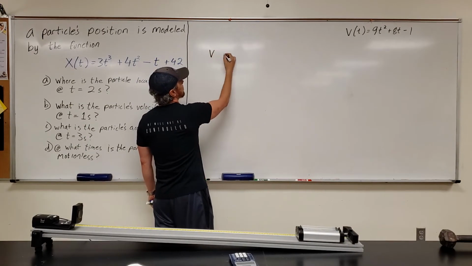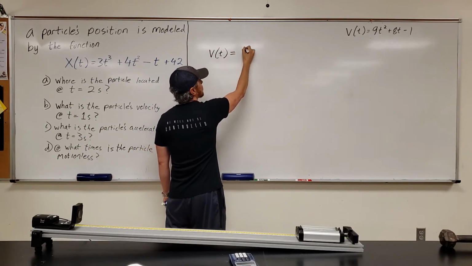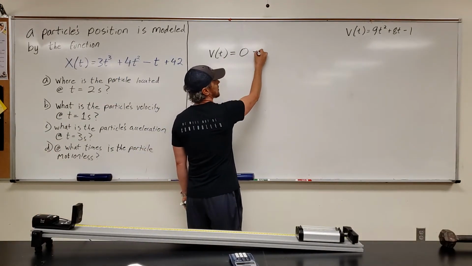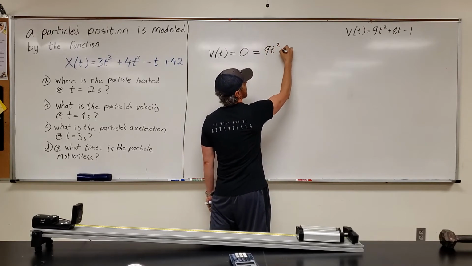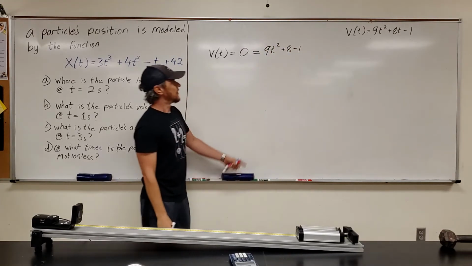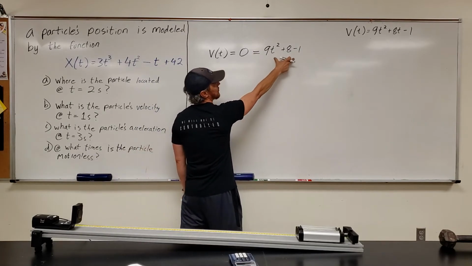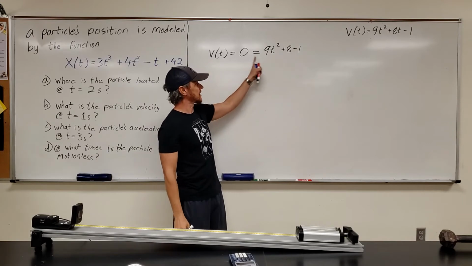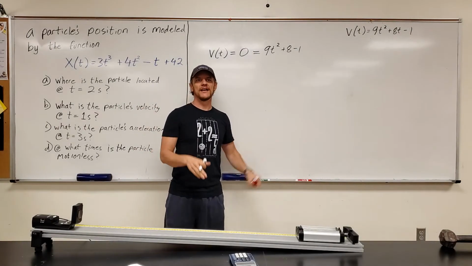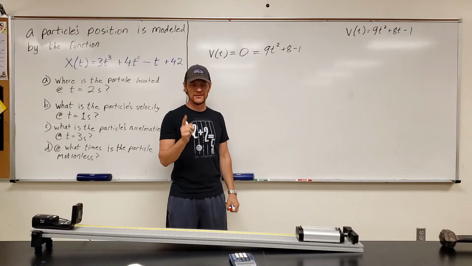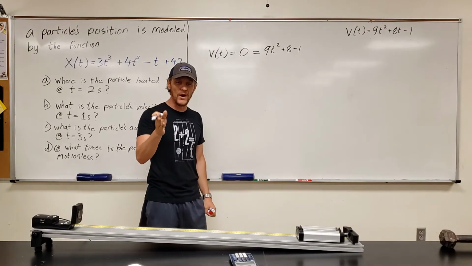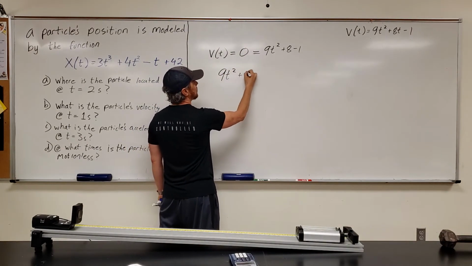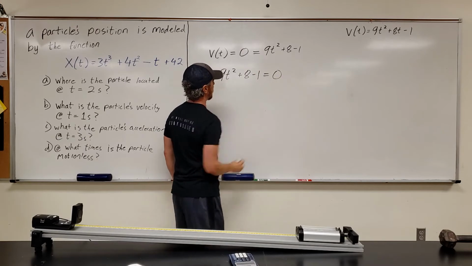So the velocity as a function of time has to be 0, right? That's what motionless means. And since our function is 9t squared plus 8t minus 1, then all we need to do, what we've already done, is set the function equal to 0. If this is what models our velocity function, all we need to do is set it equal to 0 and solve that equation for t. Those t values will tell us what times the object is at rest. So really, I just have 9t squared plus 8t minus 1 equals 0.